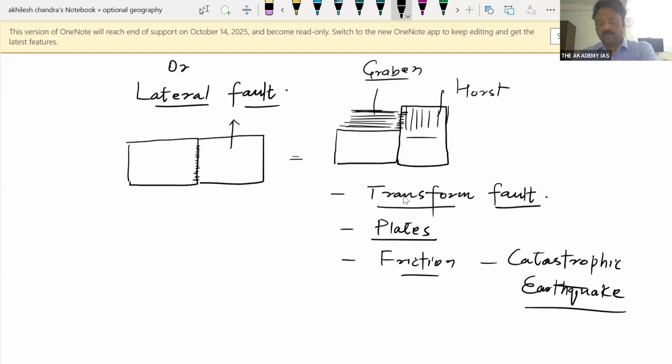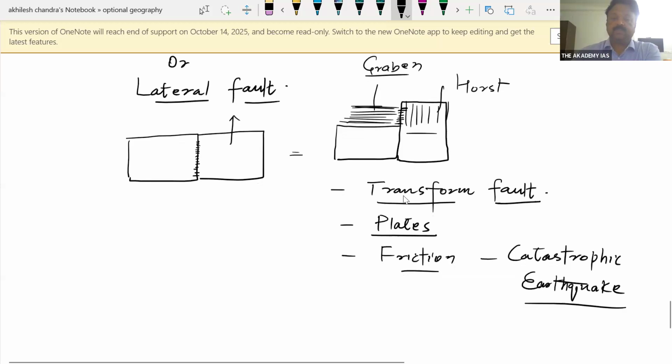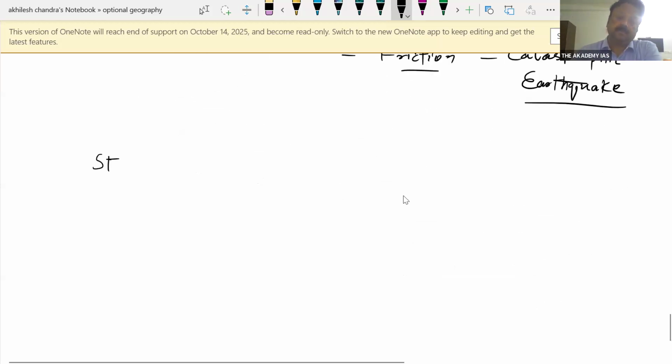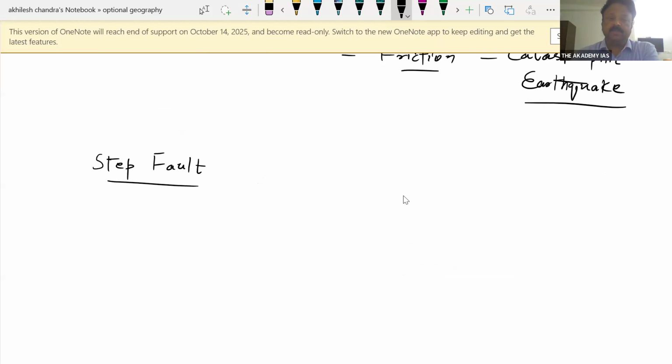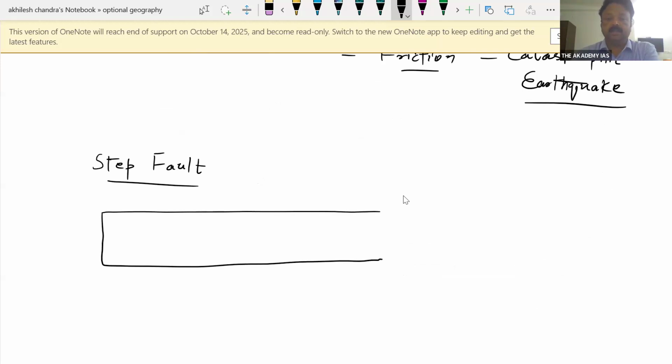Catastrophic earthquake. Transform fault. Next one is step fault. Step. अब step fault में क्या हुआ बच्चे? जैसे मान लो this is an entire crust, and there are many faults that have developed like this because, obviously, it is a normal fault. So many faults have been developed. And along this fault line, there is differential movement.